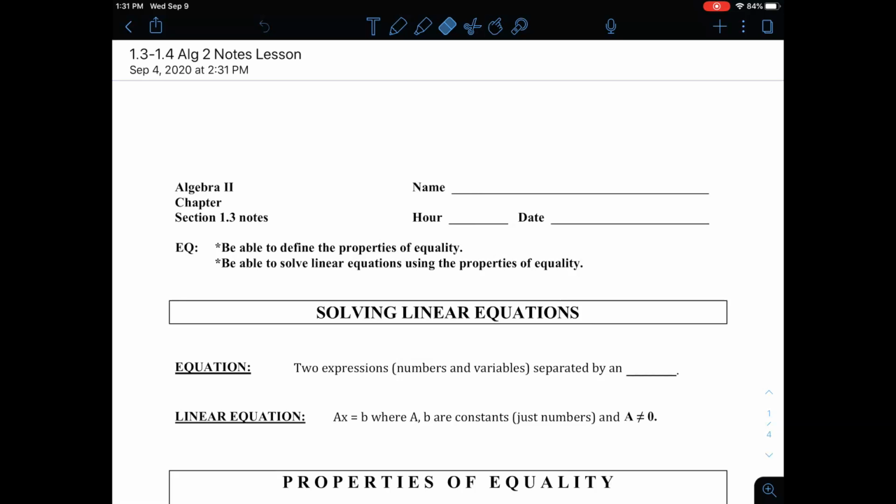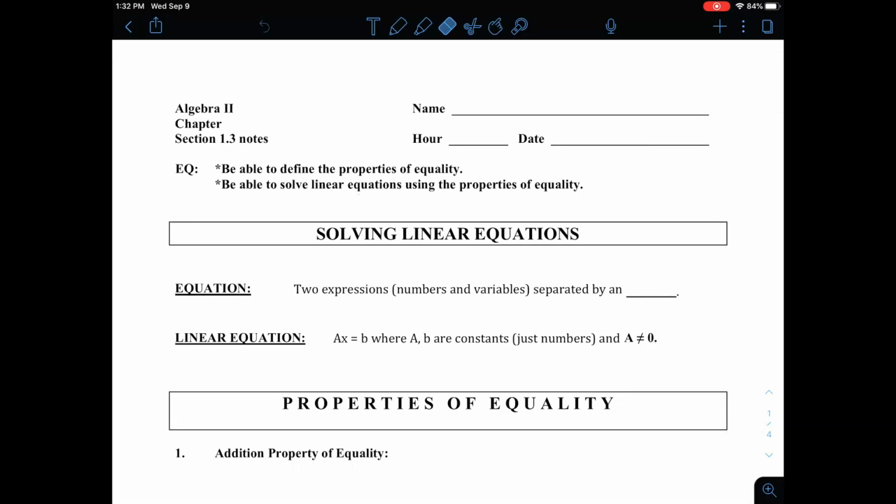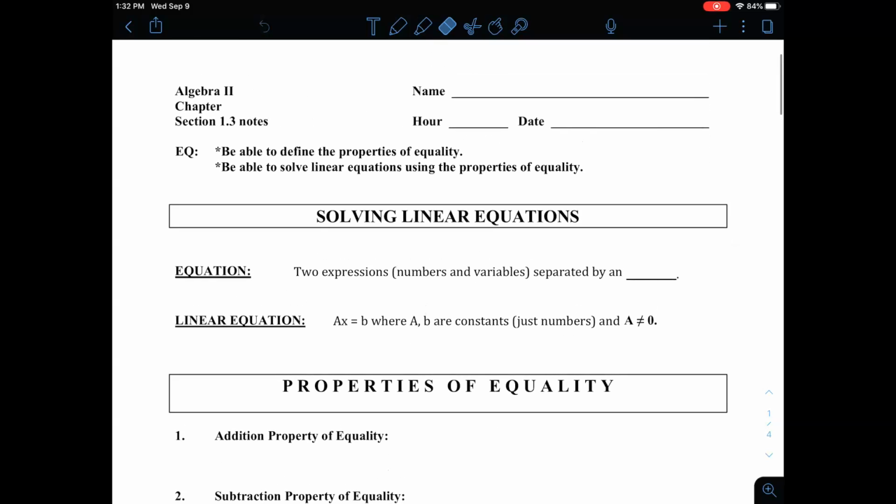We're doing 1.3 today, so make sure you're taking notes and following along in your note packets that we passed out at the beginning of the year with your materials pickup. Today we're doing solving linear equations is the name of this lesson. Our essential questions are be able to define the properties of equality and be able to solve linear equations using the properties of equality. All right.